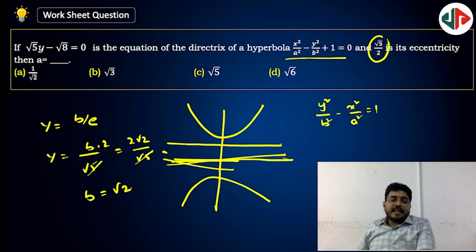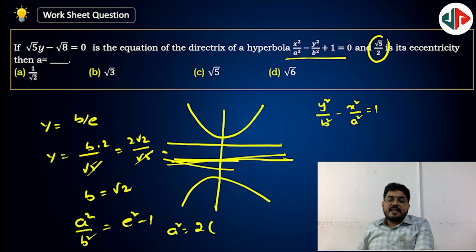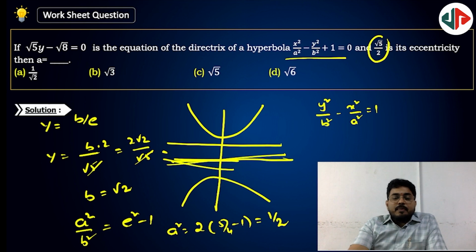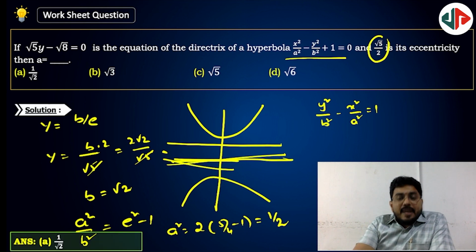So now I want a. So a square by b square is equal to e square minus 1. So a square is equal to b square, 2 times of e square, 5 by 4 minus 1, is equal to 1 by 4, is equal to 1 by 2. a square is equal to 1 by 2. a is equal to 1 by root 2.